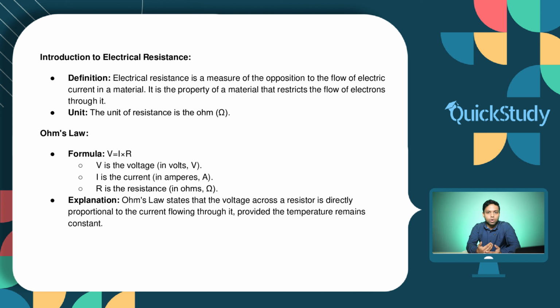It comes from Ohm's law. Ohm's law states that the voltage across a resistor is directly proportional to the current flowing through it, provided that the temperature remains constant. The formula of Ohm's law is V = I × R, which is voltage is equal to current multiplied by resistance.